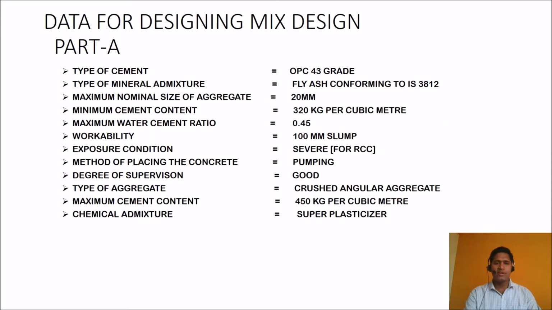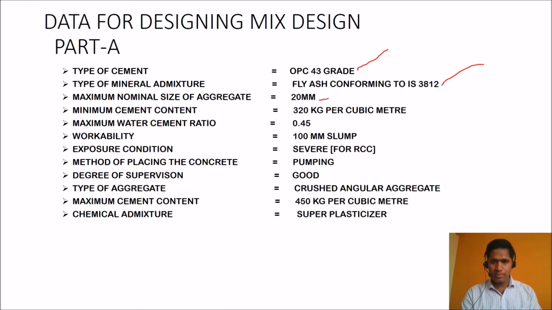In part A data, you need to note down the data which are required to design the concrete mix, such as the type of cement which you are using. In this problem, we have taken OPC 43 grade cement. We know that 43 is the 43 MPa strength of ordinary Portland cement. Fly ash conforming to IS 3812. This is the IS code which gives the specification for this fly ash.